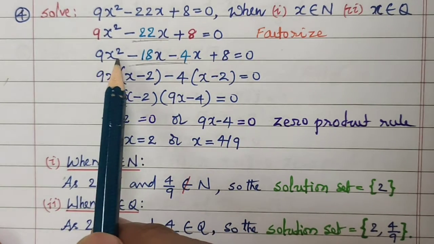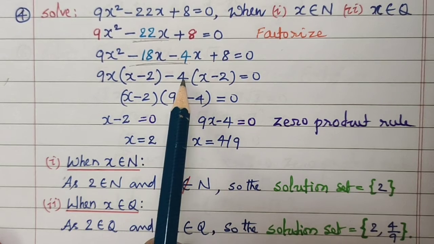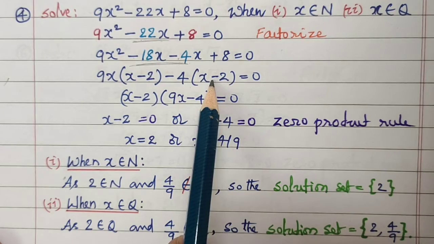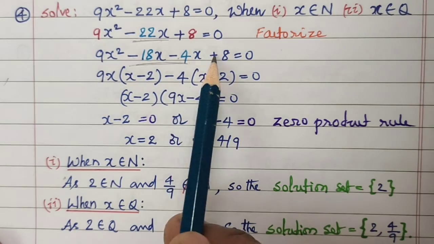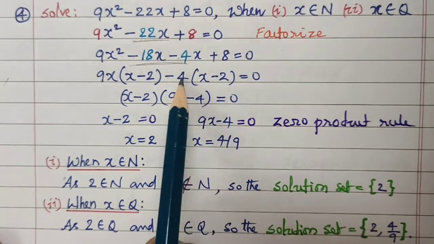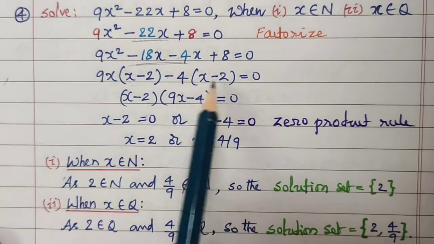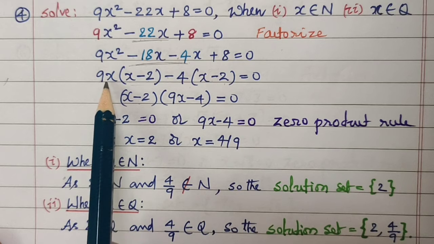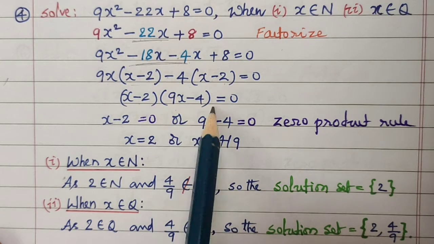So take out 9x as common: 9x(x − 2) − 4. When you take out −4 from the other two terms, this will become minus. When you multiply these, minus into minus gives plus, and 4 × 2 is 8. Out of these two, x − 2 is the common factor. Then what is left is 9x − 4.